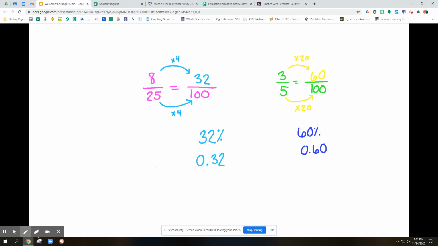In Google Classroom, you will see there is a quizzes on percent practice. You can do that on your own just to get a little bit more help with how to write and work with percents.